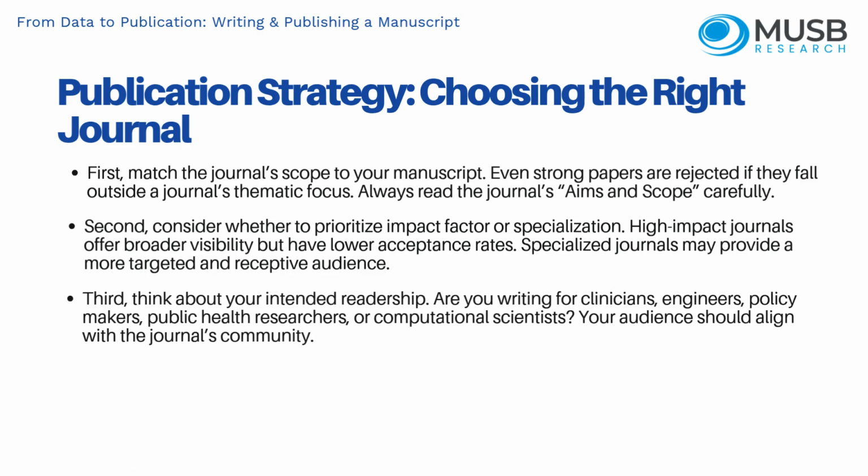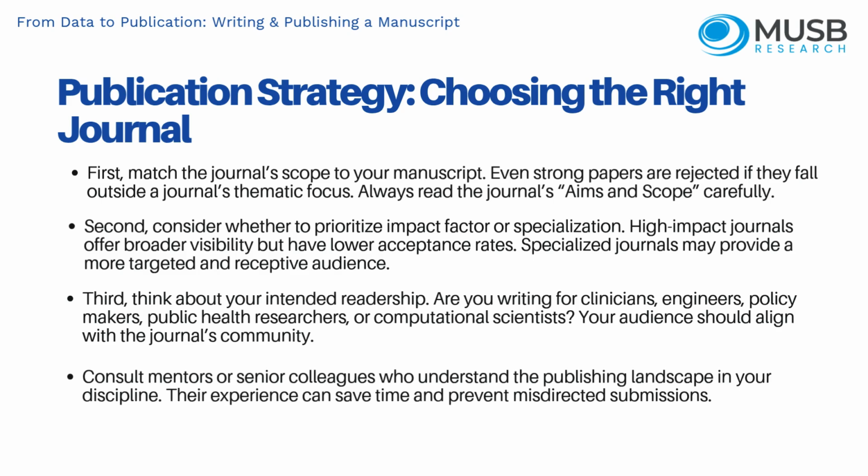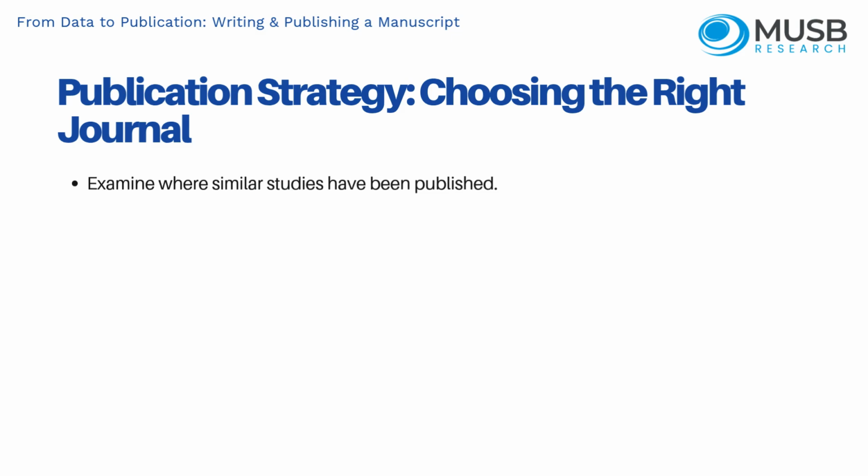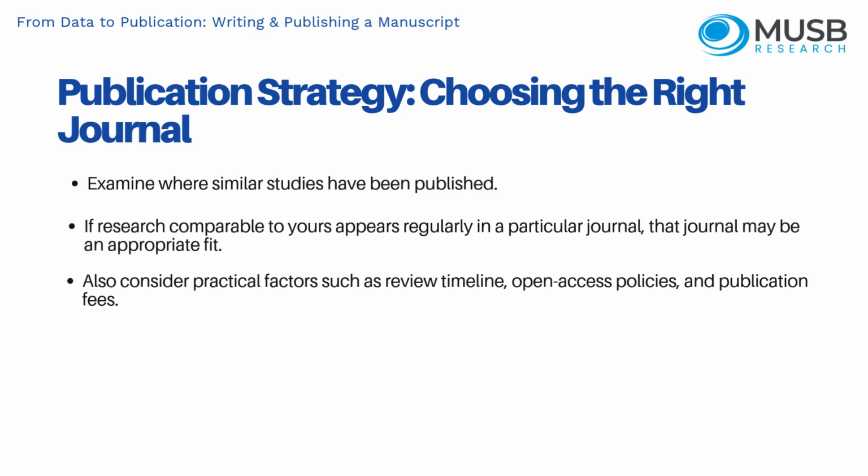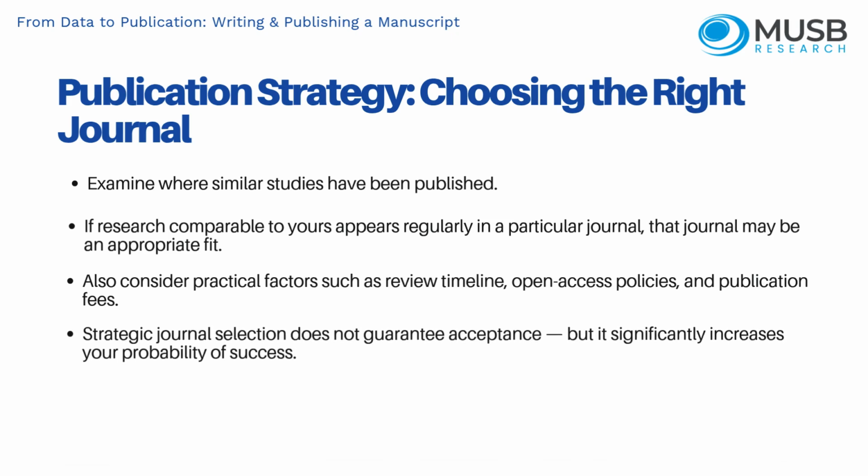Third, think about your intended readership. Are you writing for clinicians, engineers, policymakers, public health researchers, or computational scientists? Your audience should align with the journal's community. Consult mentors or senior colleagues who understand the publishing landscape in your discipline. Their experience can save time and prevent misdirected submissions. Examine where similar studies have been published. If research comparable to yours appears regularly in a particular journal, that journal may be an appropriate fit. Also consider practical factors such as review timeline, open access policies, and publication fees. Strategic journal selection does not guarantee acceptance, but it significantly increases your probability of success.